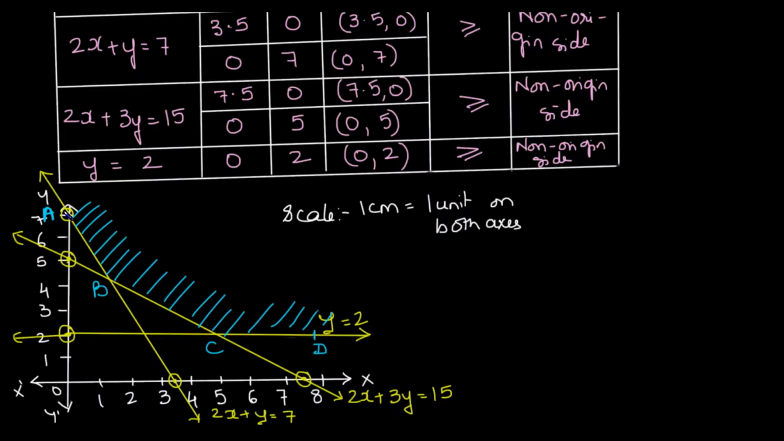So, the feasible region in this case is YA, B, C, D, where A, B and C are the corner points. Okay, A, B and C are the corner points. We are not going to take into consideration D or anything. Okay, so YA, B, C, D is the feasible region.